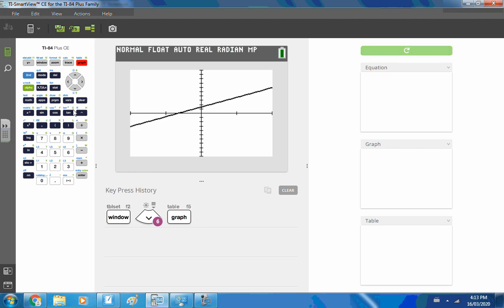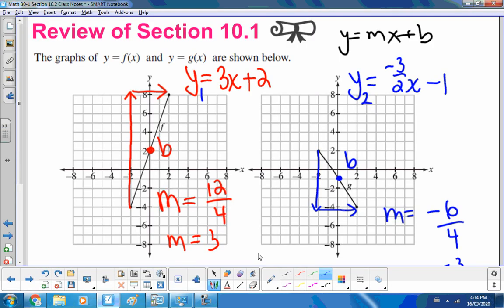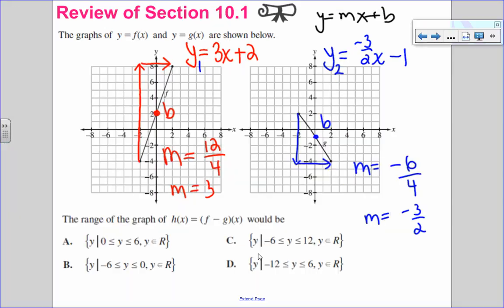So to figure out the range, I'm going to go from my lowest x point of -2, so trace -2. I can see that has a low value of -6, so that's good. And then trace +2, and that has an upper y value of 12. So now I know that my range from -6 to 12 is actually correct. So same thing, that is the answer.